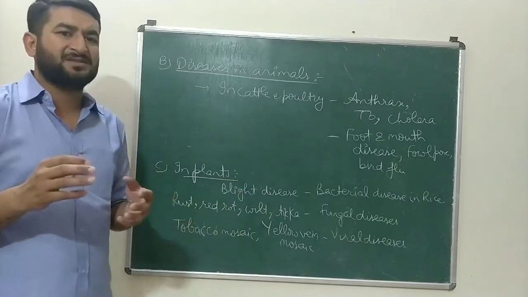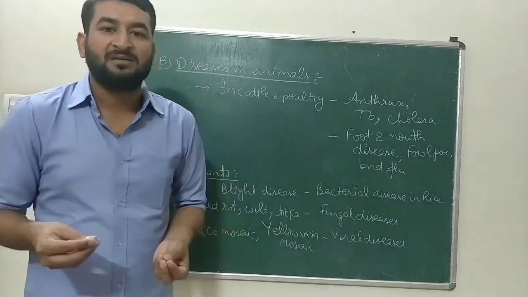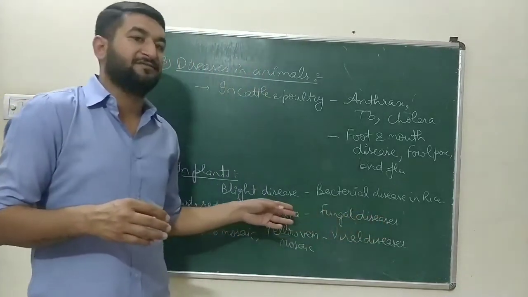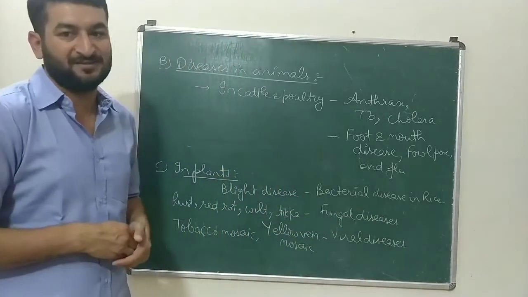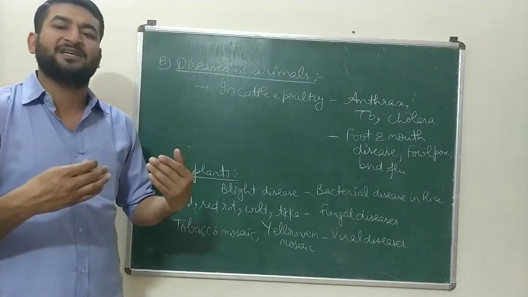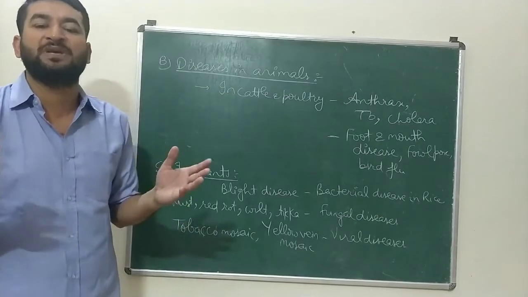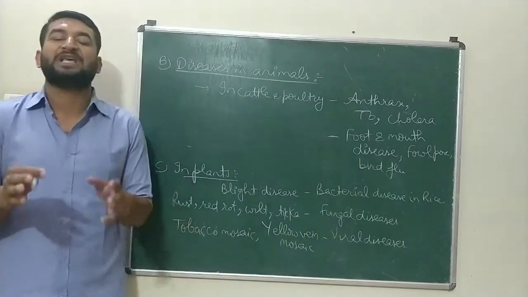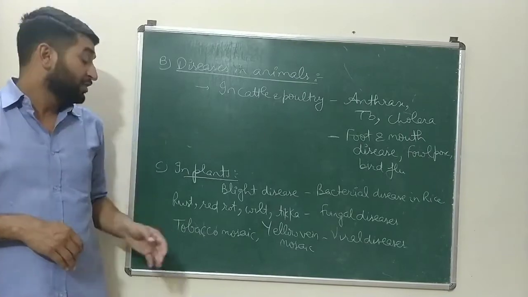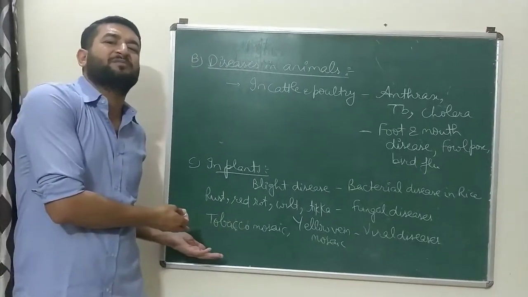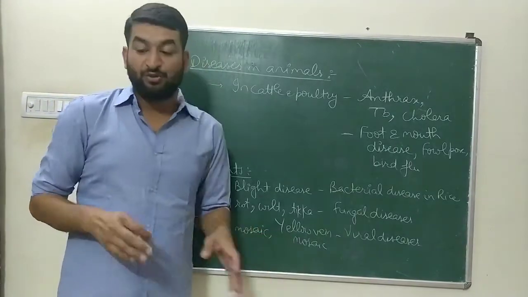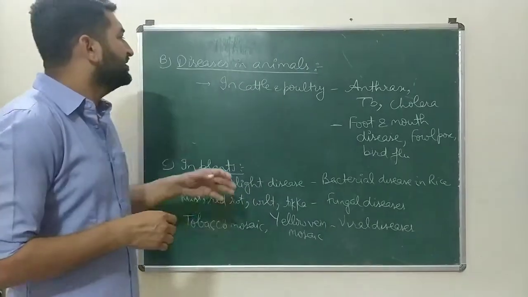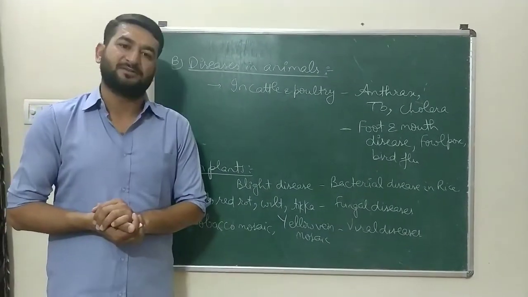Next, diseases like rust, rot, smut, tikka, and wilt are examples of fungal diseases. These diseases are caused by a fungus. They occur in various kinds of plants like sugarcane, groundnut, chickpea, etc. Next, examples of viral diseases in plants are tobacco mosaic virus and yellow vein mosaic virus. Tobacco mosaic virus usually occurs in the tobacco plant, and yellow vein mosaic virus usually occurs in the mustard crop or in a wheat crop as well. So these are the diseases caused in animals as well as in plants.